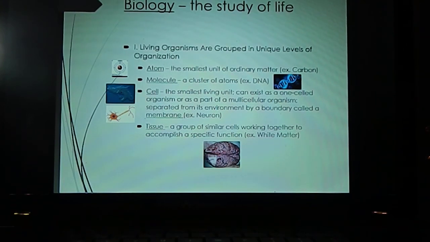Life is organized and grouped in unique levels of organization. And they start at the smallest and build upon each other. So at the bottom of this organizational pyramid is the atom. The atom is the smallest unit of ordinary matter. In chapter 2, we'll talk a little bit about atoms and how they interact with each other.